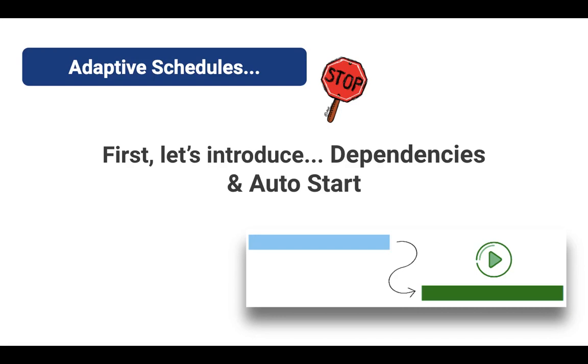All right, the next type of schedule that we want to discuss is the adaptive schedule type. However, we can't really dive into the adaptive schedule type until you're familiar with dependencies and auto start. Dependencies are a component of every project inside of Accelo. And auto start is a feature that is available on every project inside of Accelo. So let's dive into what dependencies and auto start both are and what their impact is.